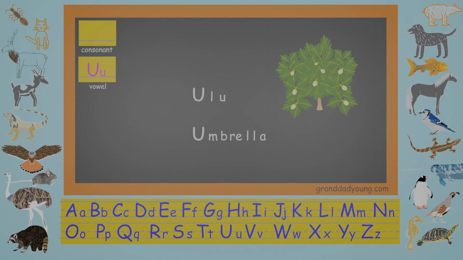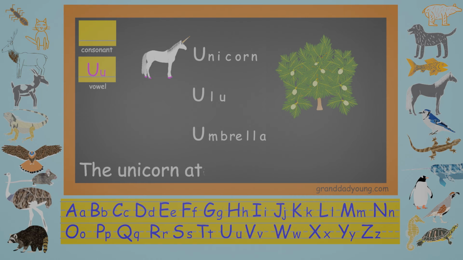U can also have a hard U sound, such as unicorn. U-N-I-C-O-R-N. A unicorn is an imaginary animal that looks like a horse but has a horn sticking out of its head. The unicorn ate the breadfruit.